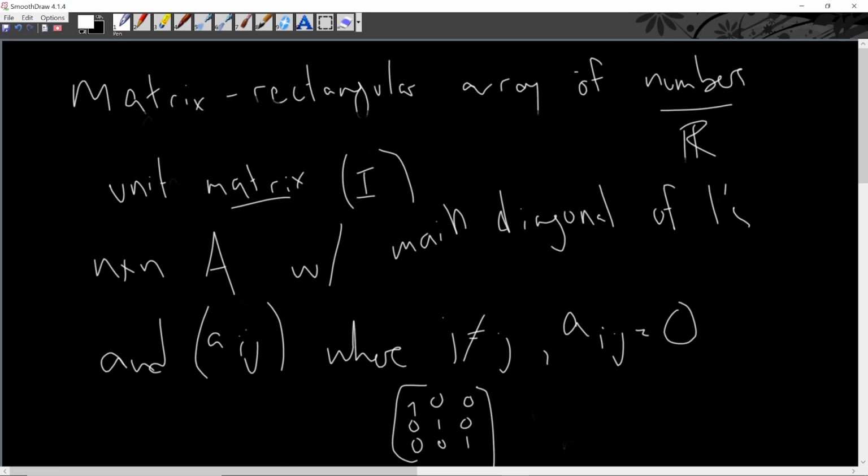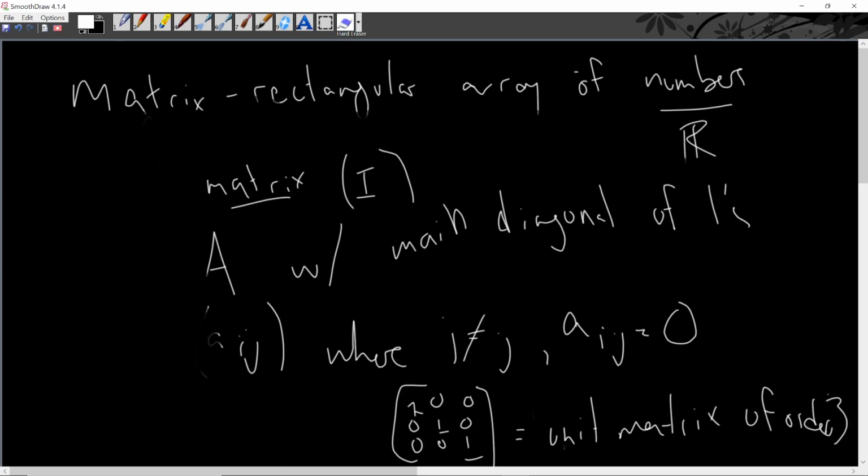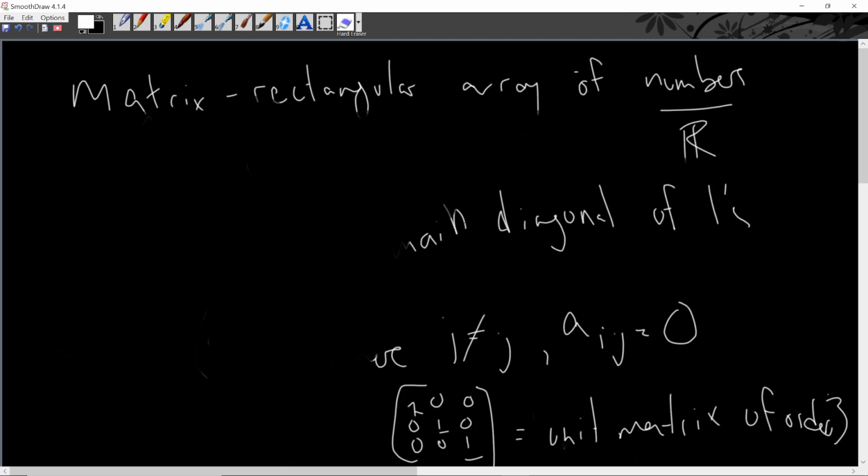So yeah, this is A11, A22, A23, A33, and those are elements of big A where i equals j, so the main diagonal, and that will equal 1, and then every other element where i does not equal j will be 0. This will be a unit matrix or identity of order 3. Alright, and that might seem kind of useless, but it's actually kind of important in seeing the inverse of a matrix.